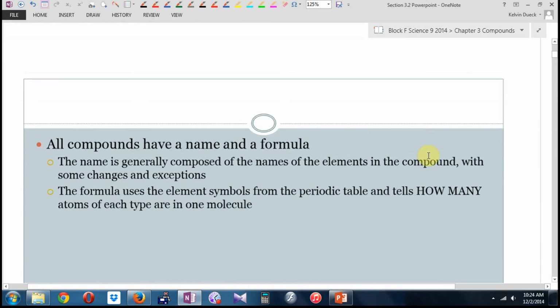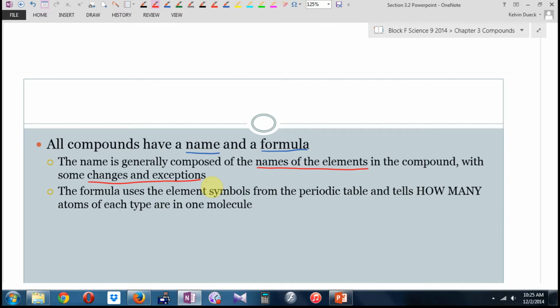So, all compounds have a name and a formula. The name is generally composed of the names of the elements in the compound. Okay, with some changes and exceptions. As usual, everything that I'm teaching you is technically wrong. It's going to be right for the simplest cases. You saw in the video the example of a molecule with billions of atoms. So we're not going to get anywhere near that high tech.